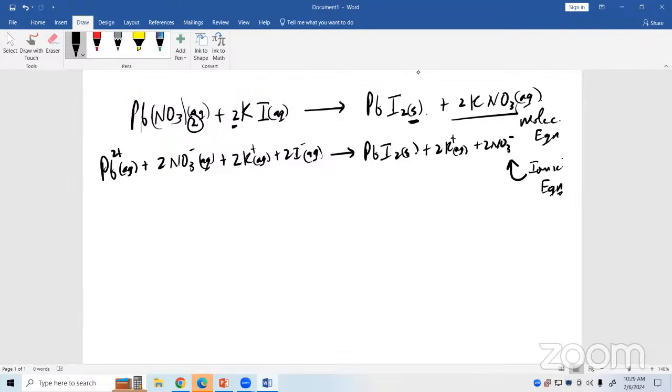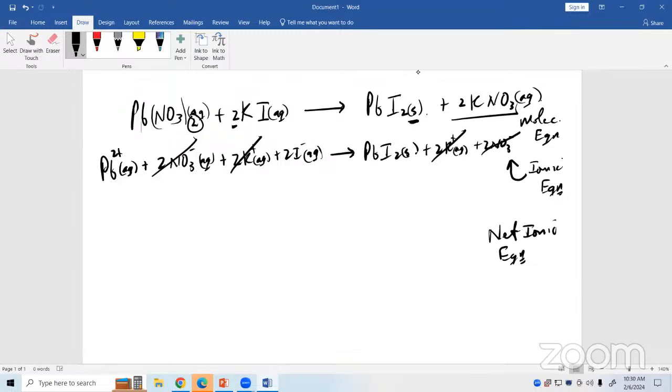So the next step is to determine the net ionic equation. How do we determine that? Well, we have to identify the spectator ions. Remember, the spectator ions are those ions that are identical on both sides of the equation. So what are the spectator ions in this case? The two potassiums here and here, and the two nitrates here and here.